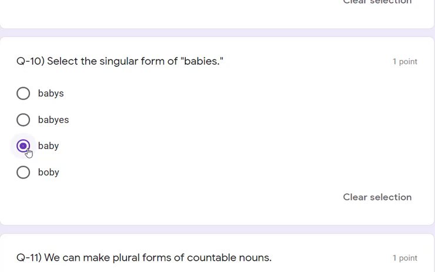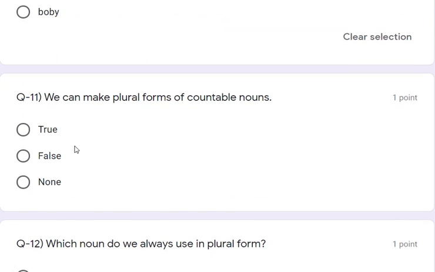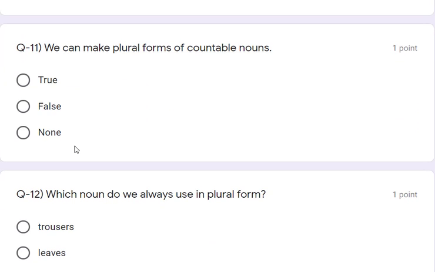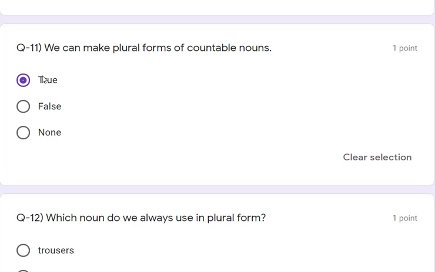Okay. Let's see question number 11. We can make plural form of countable noun. Is it true? Sorry, uncountable noun, we cannot make. So this is true, right?